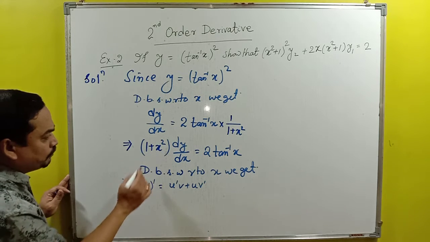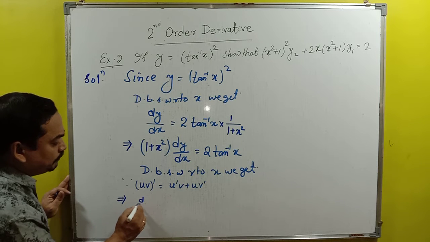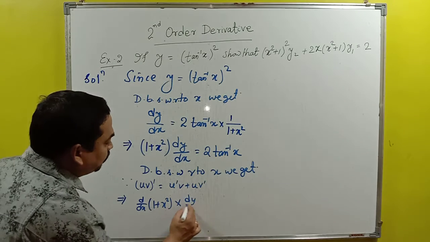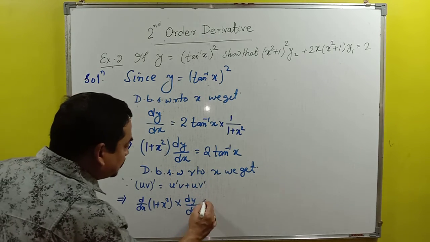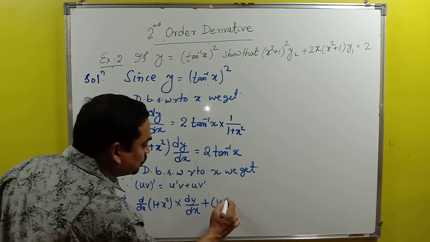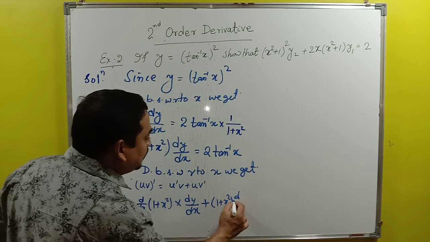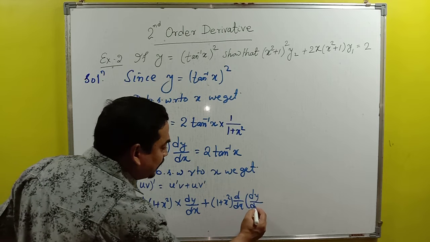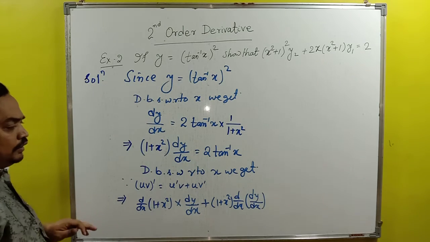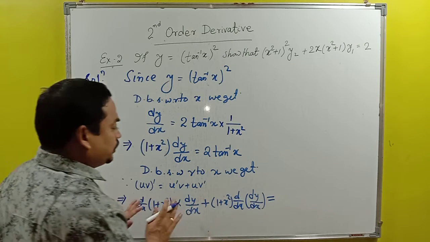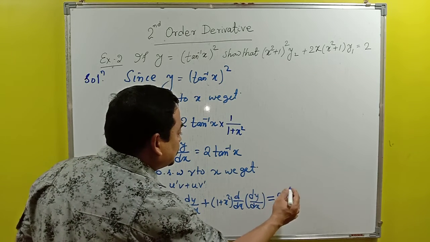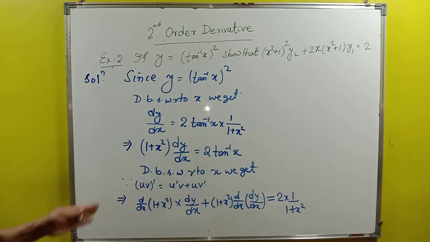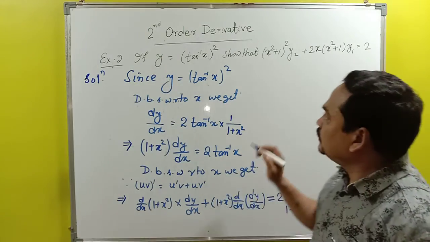This implies d by dx of (1 plus x square) into dy by dx, plus again 1 plus x square kept constant, d by dx of the second function, dy by dx, is equal to 2 kept constant, times the derivative of tan inverse x, 1 by 1 plus x square. Clear? Next step.